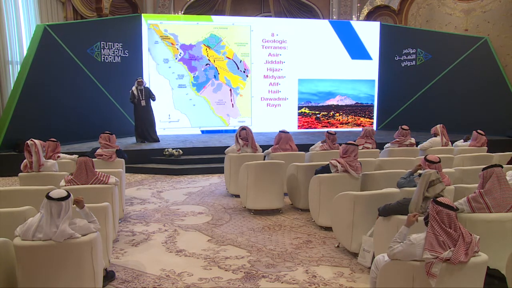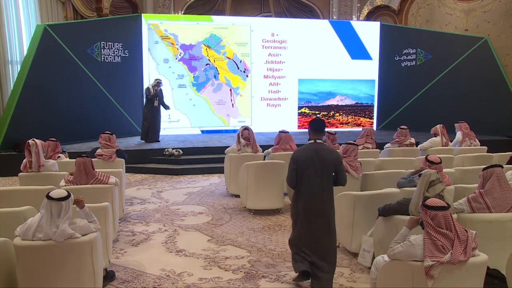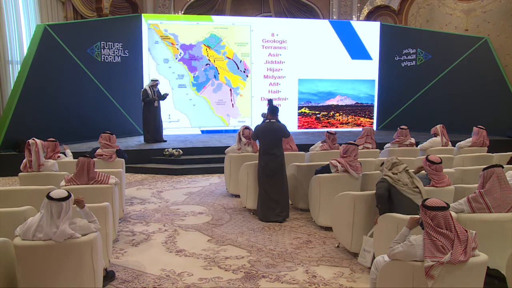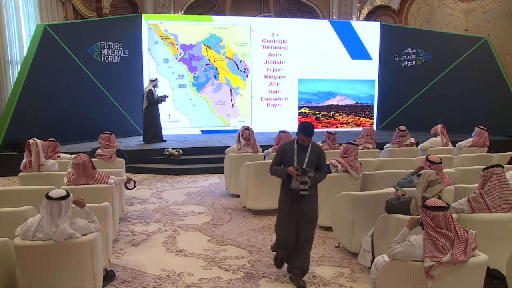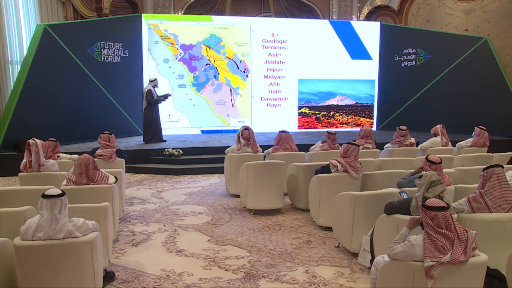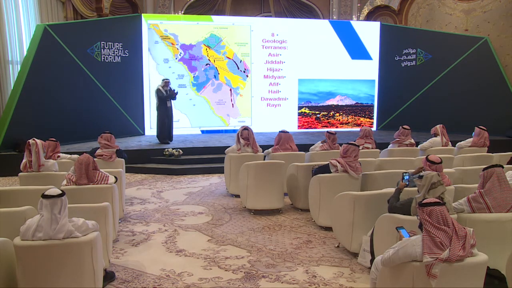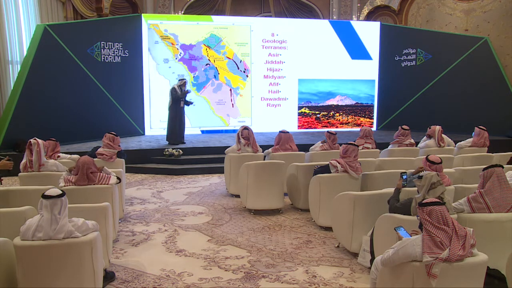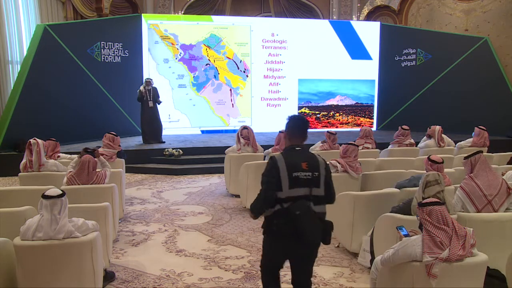The Arabian Shield. You see the Arabian Shield now as one segment, but it is formed of different terrains, different pieces, arcs, microplates, along the boundaries of which are Asir, Jeddah, Hijaz, Midyan, Hail, Afif, Dawadmi, Ar Rayn, and so on. At the boundary of these plates there are suture zones where two plates or two terrains meet. Mineralization took place there. So it's very important to understand the tectonics of the shield and the tectonics of the sedimentary cover, in order to know the mineralization zones in the shield. It's also important to know the tectonics to know the sedimentary rocks where the oil, gas, water and other minerals are.